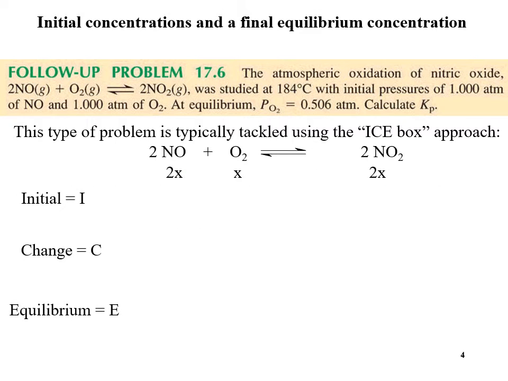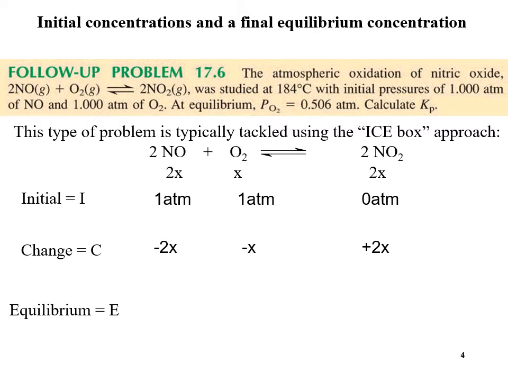Okay, so let's tackle this problem. Our initial is given from the problem. We have 1 atmosphere of NO, nitric oxide, and 1 atmosphere of oxygen, and that's put in initially, and initially there are no products formed. Now I didn't use sig figs here because I want it to be clear so you can see what's going on, okay?